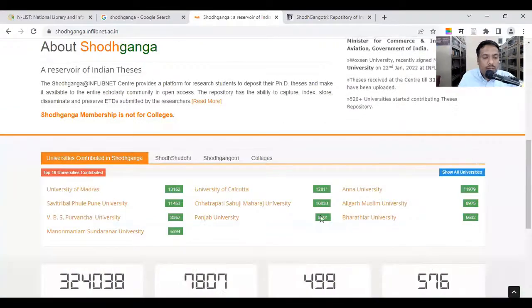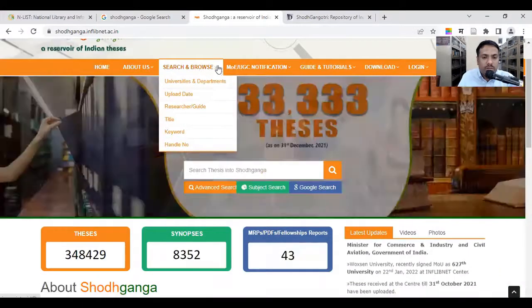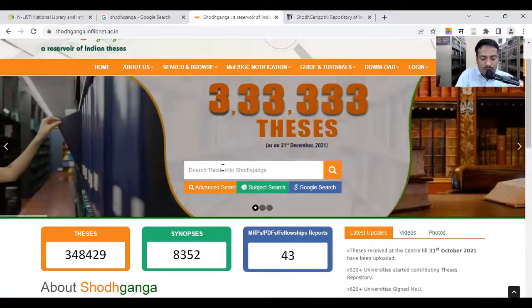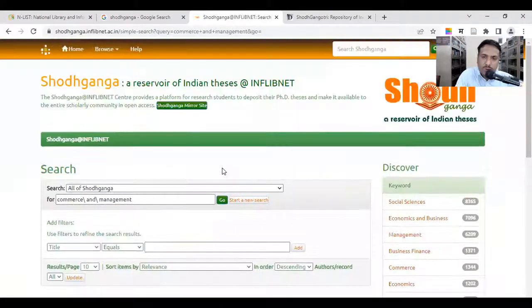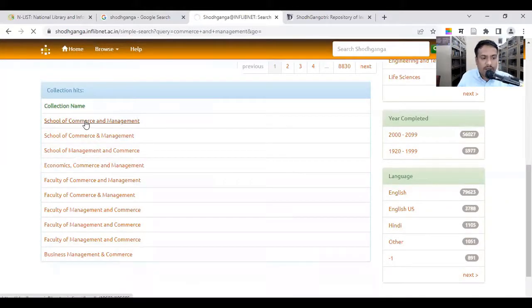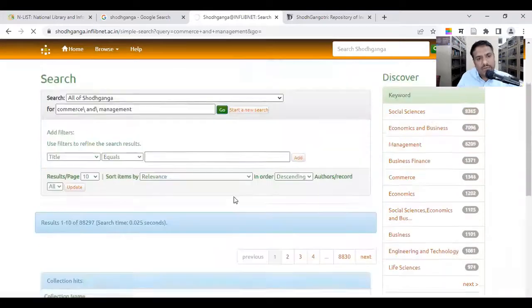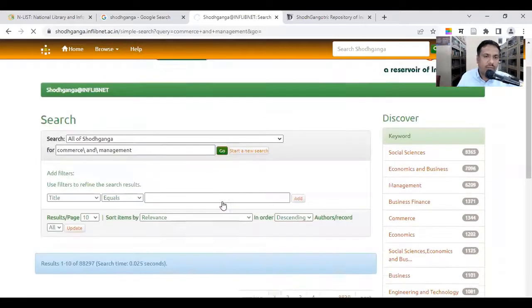For example, what we'll do here: I'll put commerce and management. Okay, first we'll go to the synopsis. Before that, we'll just see any thesis, for example, School of Commerce and Management. Here there are so many faculties and departments, and this is one department from some university maybe. Just wait, I think it's very slow. There's a huge rush on this website every day, so it hangs sometimes.